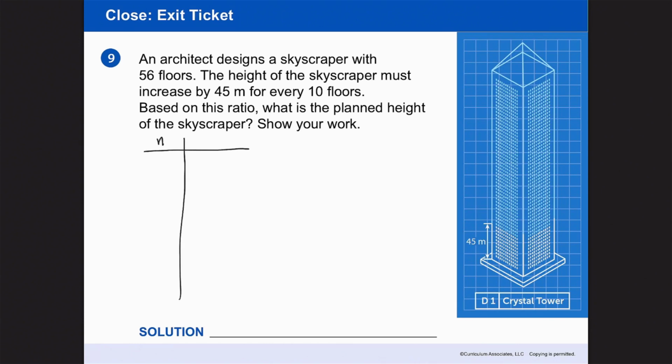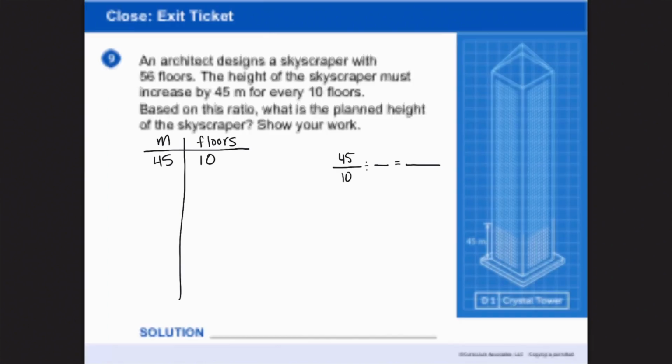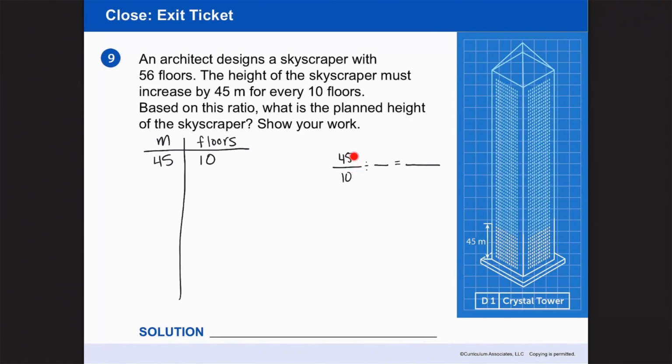Okay, so we have meters to floors. And it told us off the bat our beginning one is 45 meters for 10 floors. Now again, we're going to try and find a friendly ratio. So we have, let's put this right here, 45 meters to 10 floors. What can I divide that by to find a friendly ratio? I know right off the bat when I see a 5 and a 0 at the end of my numbers here that a 5 can go into both of these numbers.